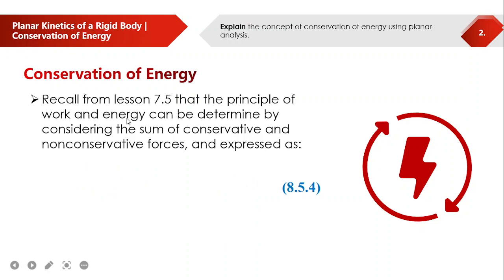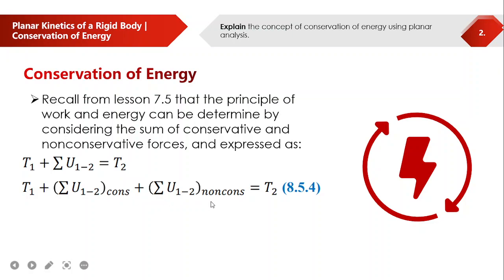Okay. So, recall from lesson 7.5, the principle of work and energy can be determined considering the conservative and non-conservative forces and expressed as this one. We have two work done by the forces: your conservative forces and your non-conservative forces. This is the general form of the principle of work and energy, considering all of the conservative and non-conservative forces acting on your body. So this is the formula, okay?